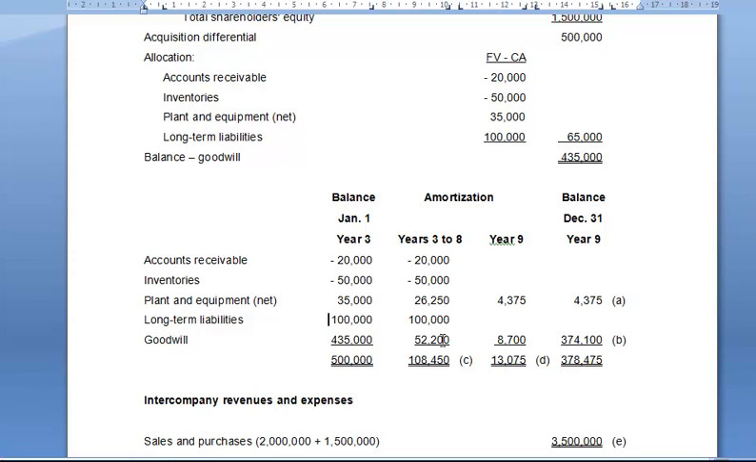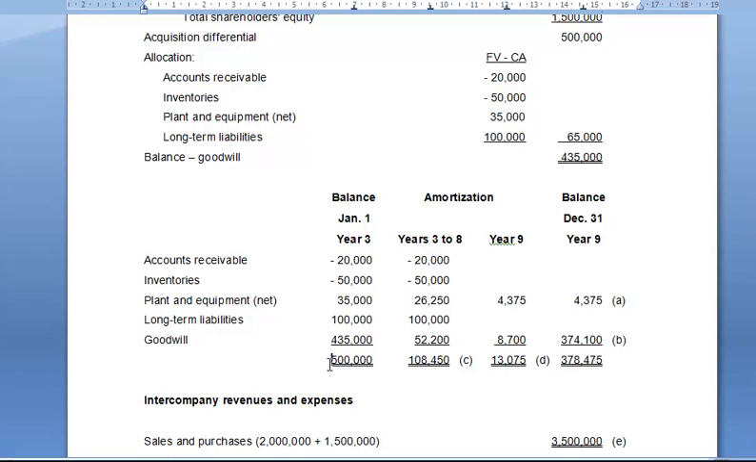The long-term liability, because it matured at January 1, year 7, that increment would have been fully amortized. So that would have been fully amortized by the time we extinguish that debt, or the sub extinguishes the debt. So that 100,000 would have been amortized in this time period.